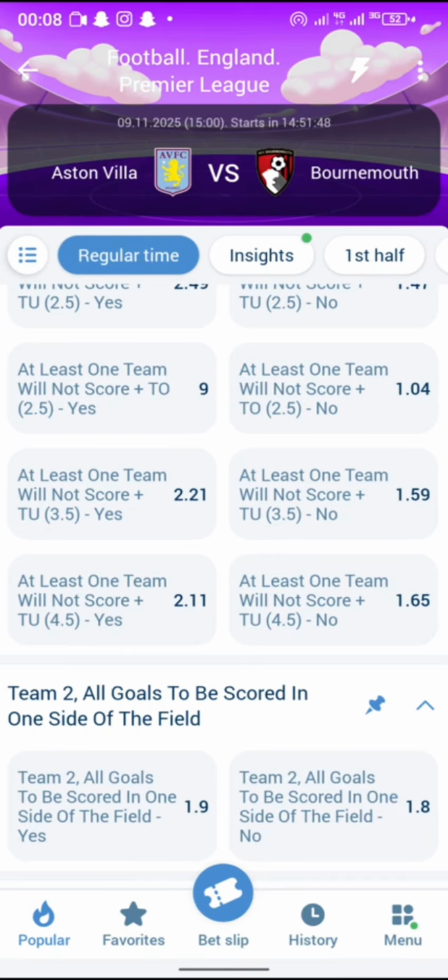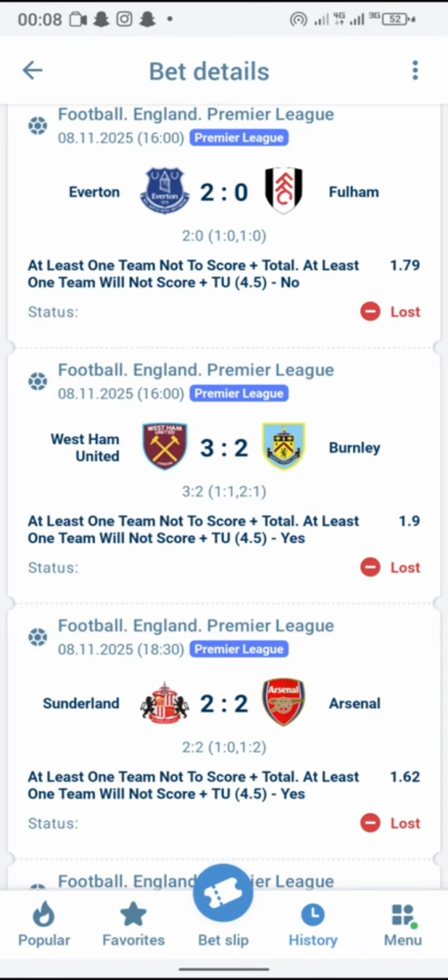So let us use these games to explain more. In this game, I actually had to test run this so that when I'm explaining, you understand what I'm saying. Now, in this game, I went for at least one team not to score plus total under 4.5, no. As I said, the no is the opposite of the yes. And at the end of the game, the scoreline was 2-0 and we lost it.